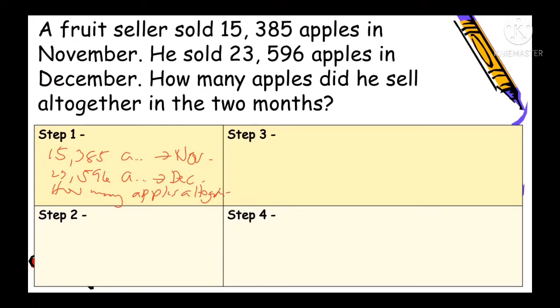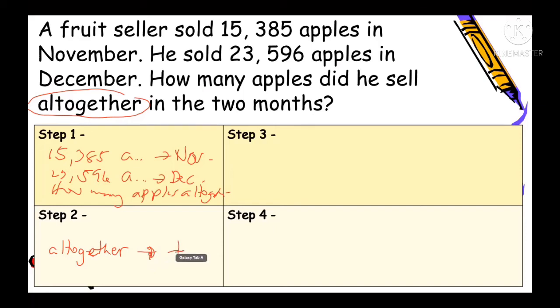Step 2. Our step 2 is, yes, get a plan. So we need to see clue. We will identify first, or we need to see first, the question if we can see a clue there. How many apples did he sell altogether in the 2 months? Did you see a clue word there? Yes, very good. Our clue is altogether. And remember, altogether is part of plus or addition.